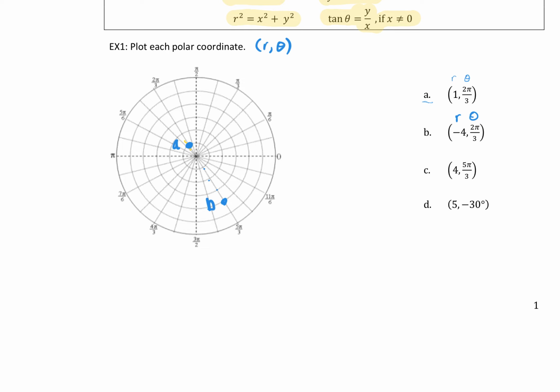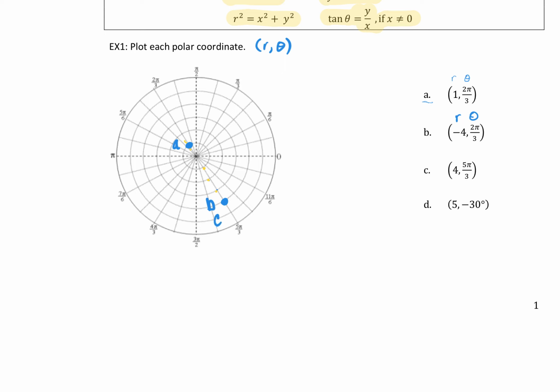Okay, so negative r means opposite direction from the angle. Now C is positive 4 for r and 5 pi over 3. So I'm going to go to 5 pi over 3, and if I go positive 4, so 1, 2, 3, 4 to 5 pi over 3, I'm actually at the same point as point B. So C and B are the same point.